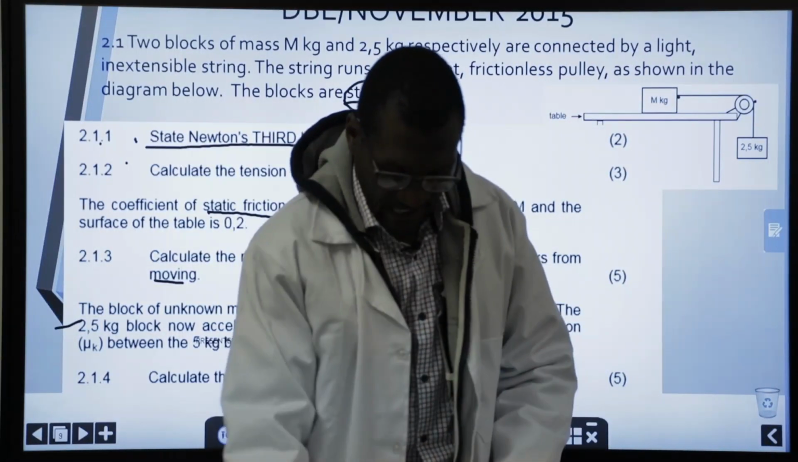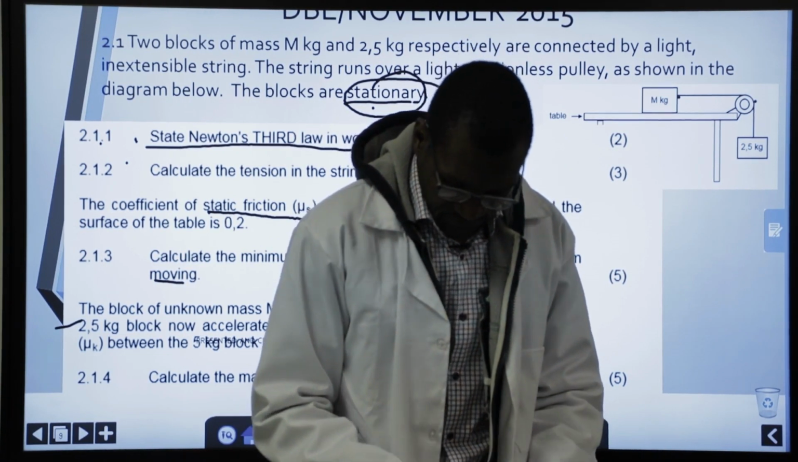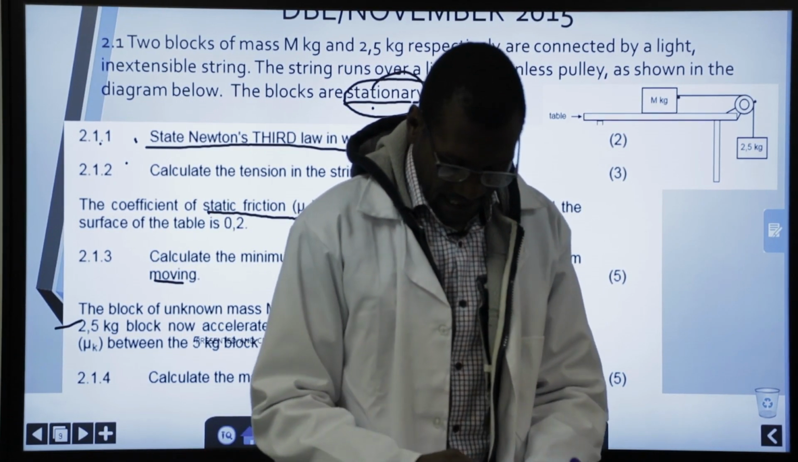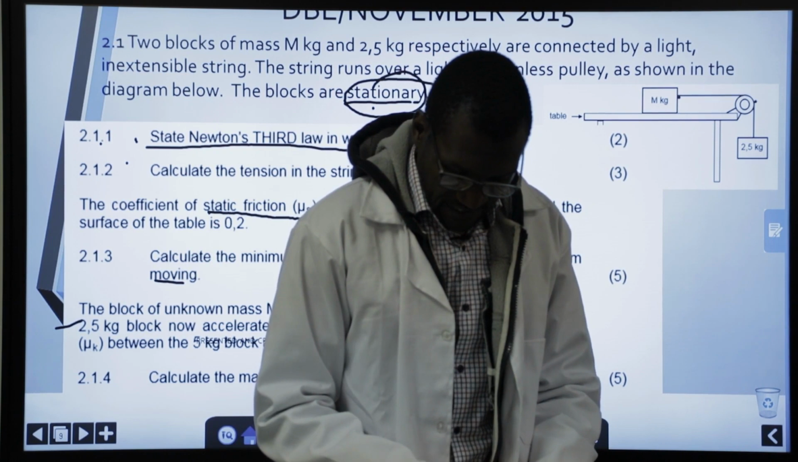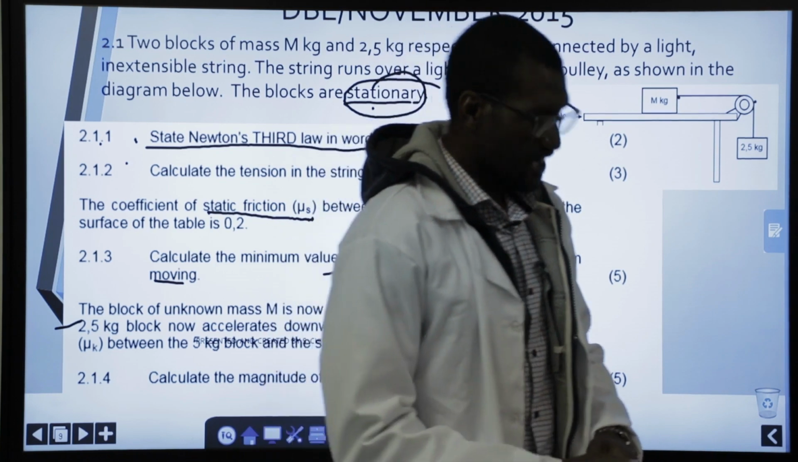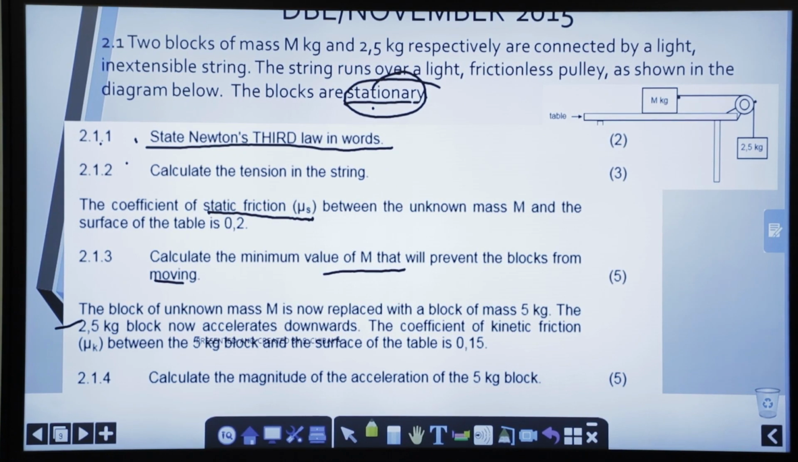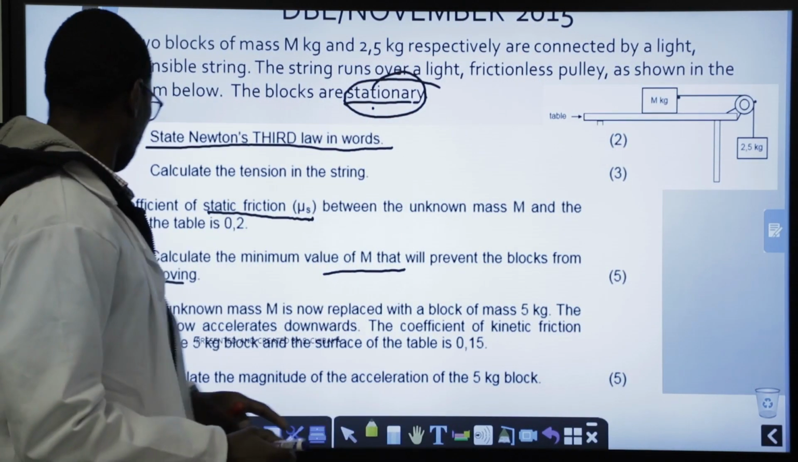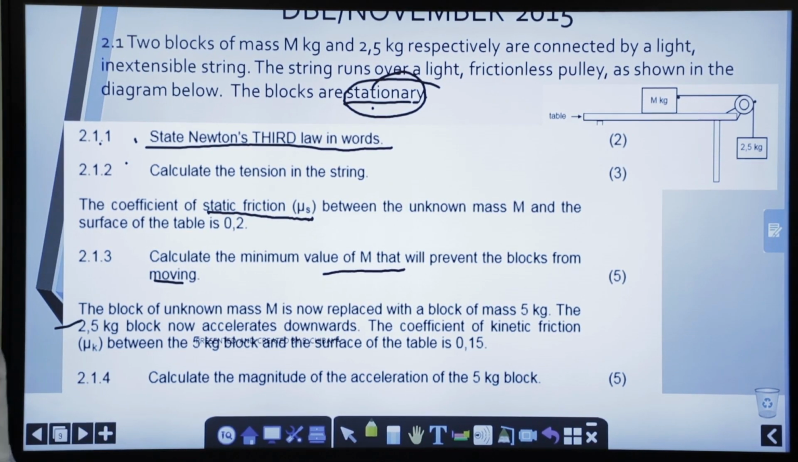Just for us not to waste time, pull out your calculator, calculate 24.5 divided by 9.8, right, times 0.2, and your answer should be equal to 12.5. Mass is in kilograms. Voila! We are done with that question, 2.13. Let's move on to 2.15.